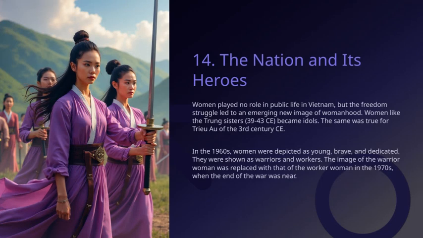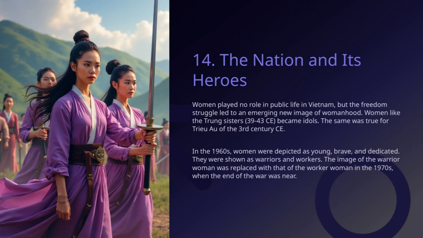In the 1960s, we see women depicted as young, brave, and dedicated figures. They were portrayed as warriors and workers, embodying strength and resilience. Moving into the 1970s, as the end of the war approached, the image shifted from that of the warrior woman to the worker woman, reflecting the changing roles and perceptions during that time. Although women played no prominent role in public life in Vietnam during this period, the ongoing freedom struggle began to shape a new image of womanhood.